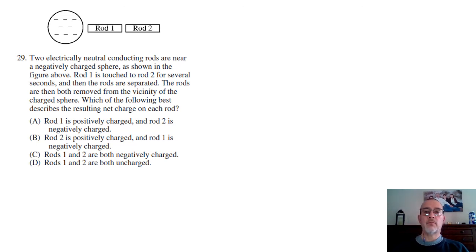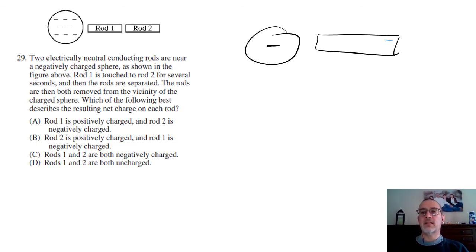So if you think about it, we have that negative sphere. If I just had a single rod there, what's going to happen is that charge is going to repel some of the negatives in that conductor over to this side, and it's going to attract some of the positives over to this side of the rod. Now, if that was a single rod, you would get a charge separation, and then if you moved it away, it would be back to neutral. But if instead of a single rod, I had the two rods touching together, the same idea will happen as if I had a single rod.